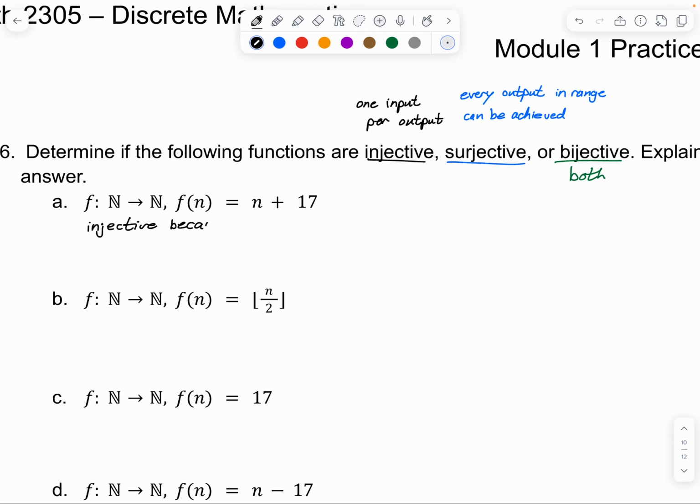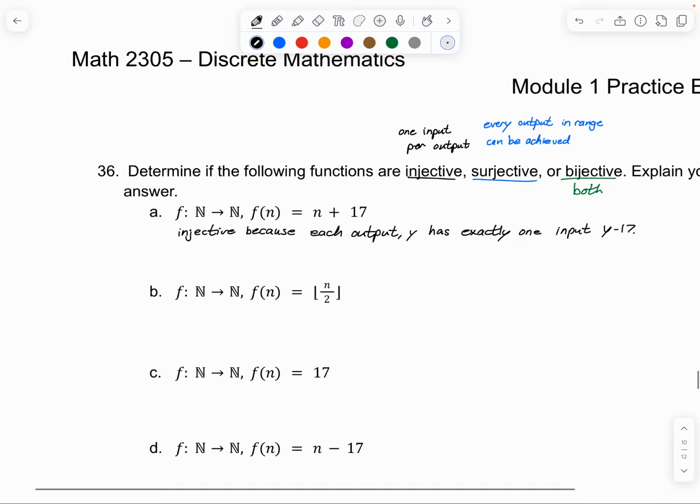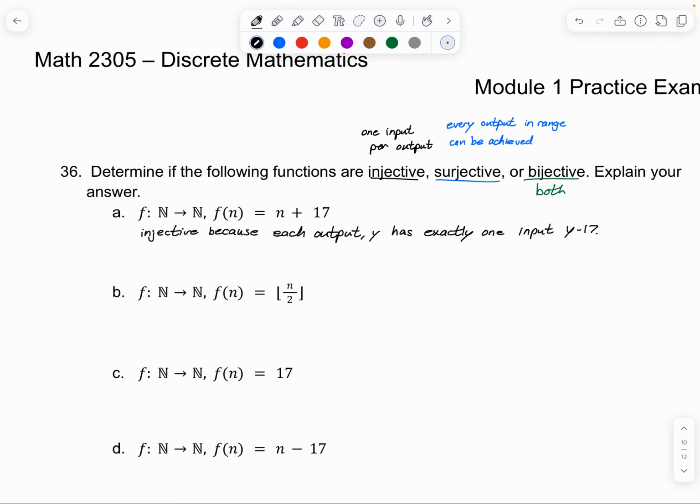because each output is achieved by a unique input. How do I want to phrase that? Each output, I'll call it y, has exactly one input. And I know what the input is. The input would be y minus 17. So if you plug y minus 17 into the function, you will get y as your output. There's no other possible way to get y, so it is in fact injective.